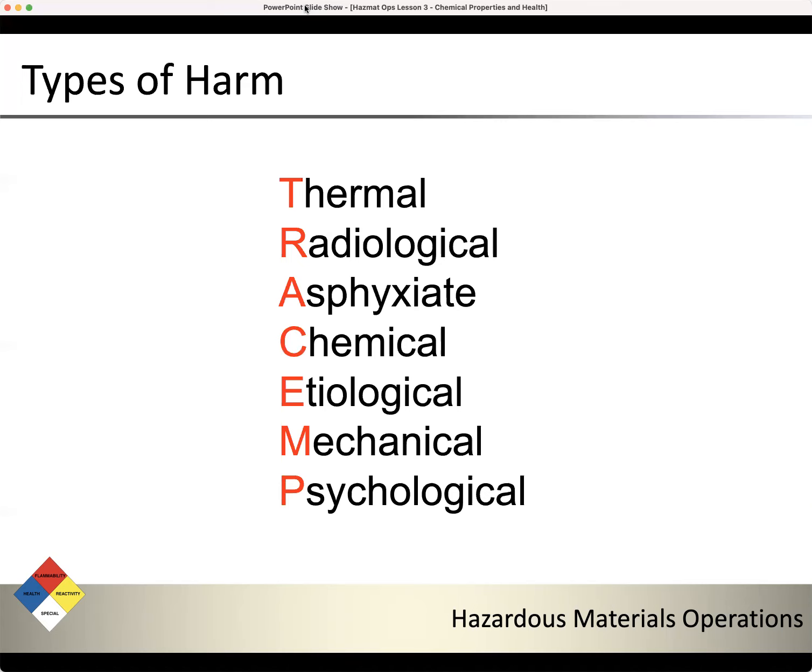So how does a hazardous material harm you, or hurt you, affect you once you've been exposed? Well, there are 7 types of harm. Here's the easier way to remember them. The mnemonic is TRACEMP. We're going to talk about each one: thermal, radiological, asphyxiant, chemical, etiological, mechanical, and psychological. No particular order.